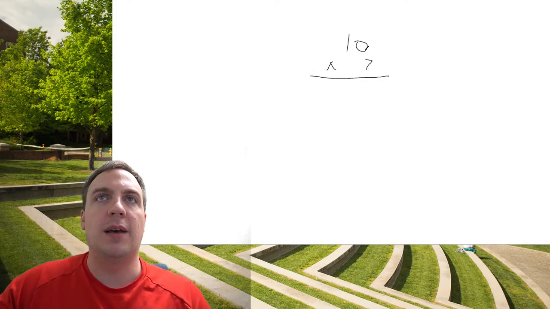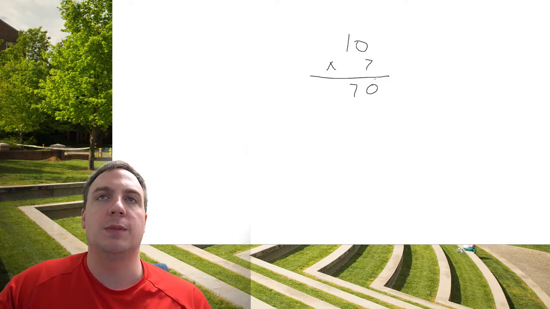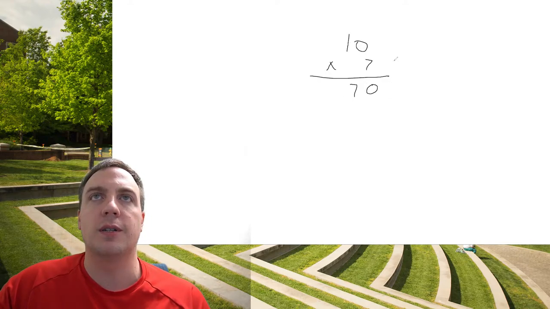So let's say we had, let's do 10 times 7. Now the easiest thing is notice we have a 0 here. We can actually drop the 0 down, and the 7 times 1 gives us this. But let's do it the slow way first, just so we know what's going on.